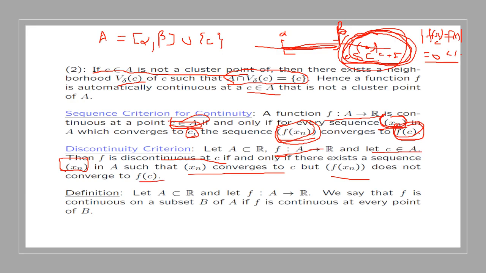Okay, so let's look at this definition here. You have A and a function f from A to R. We say that f is continuous on a subset B of A if f is continuous at every point of B.